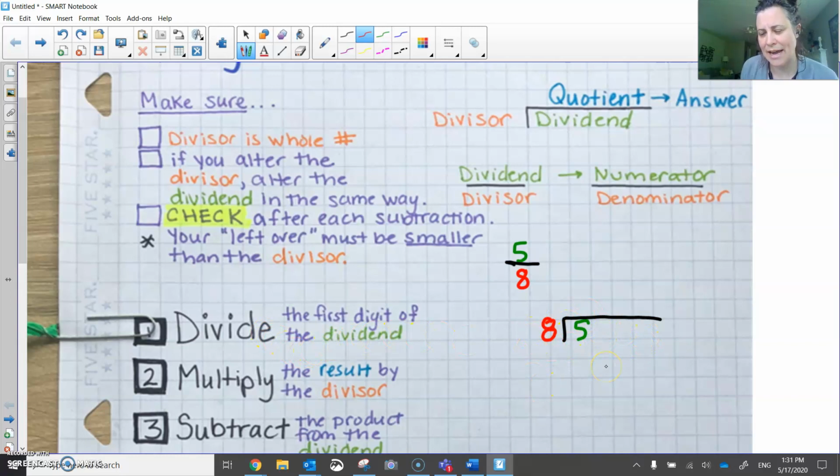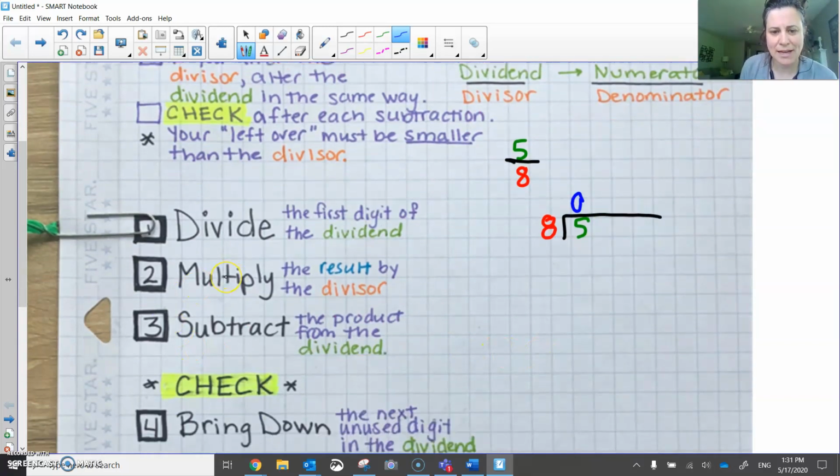So we're trying to figure out how many times you can repeatedly subtract the number 8 from a 5, and the answer is you can't. So we're either going to put an X in this space or we're going to put a 0. I'm going to put a 0. The next step is to multiply this result by the divisor. So 0 times 8 is 0. And when I subtract that, 5 minus 0 is 5. So I still have this 5.